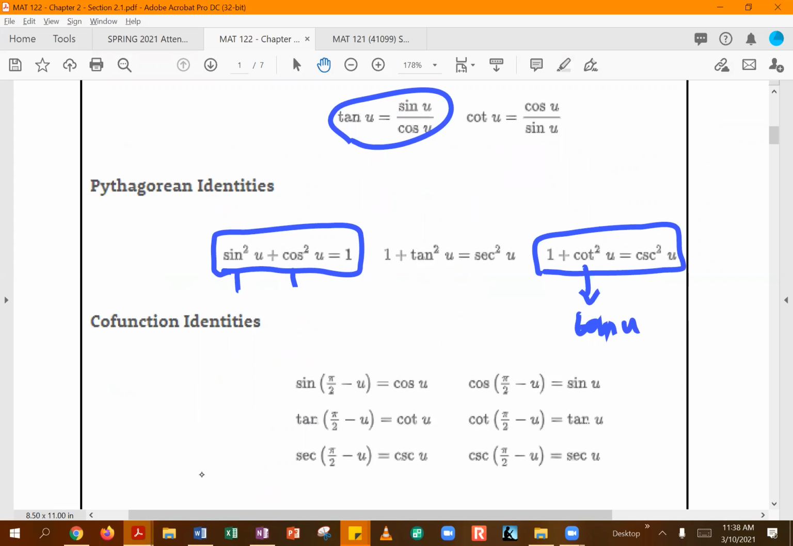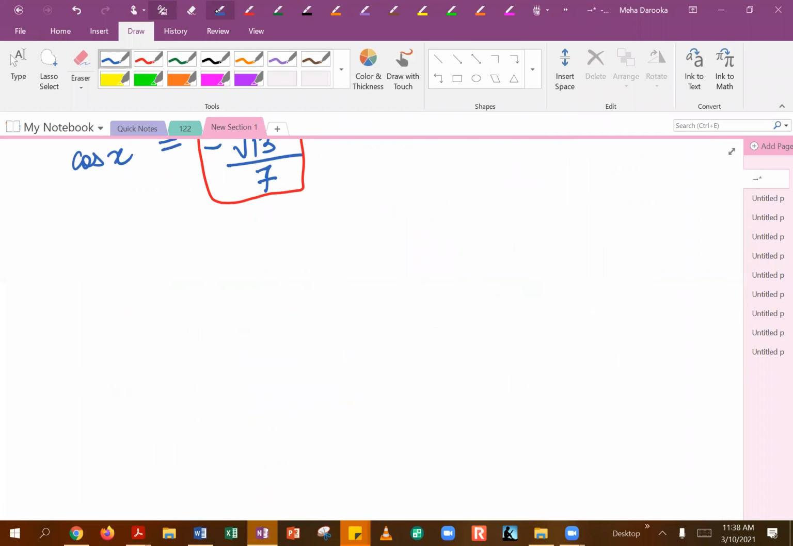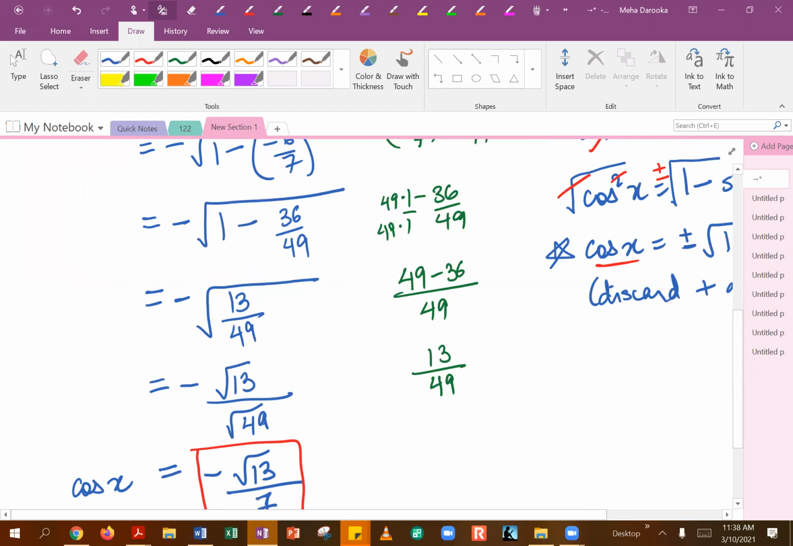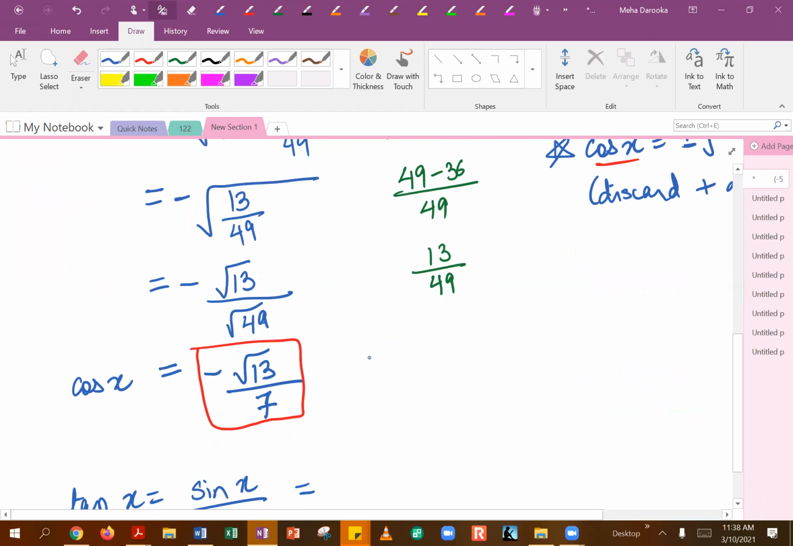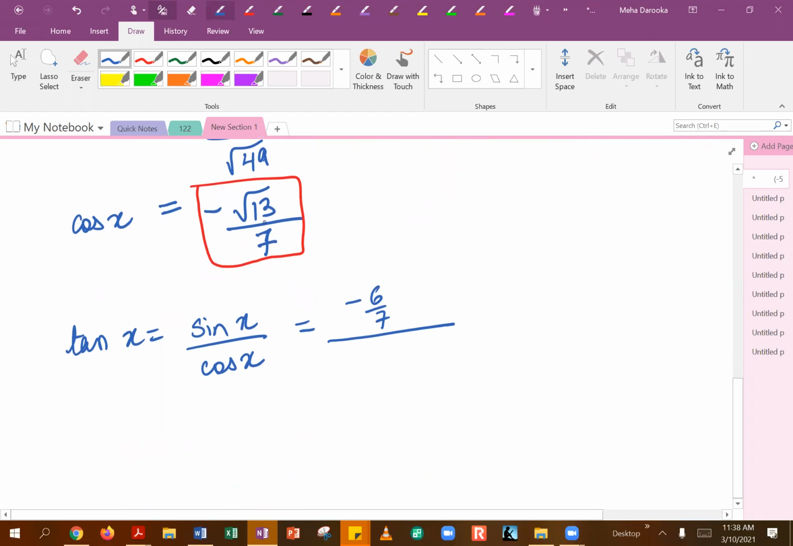All right, so at this point, we have sine and cosine functions both. So we can now use the quotient identity to help us find the tangent function. So let's do that one next. Tangent of x is going to be sine of x divided by cosine of x. Remember, our sine of x is -6/7. And then we're dividing that by the cosine function that we just found, -√13/7. So, again, use your little algebra skills here.